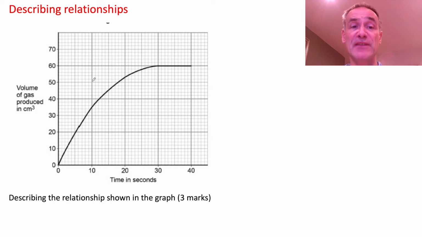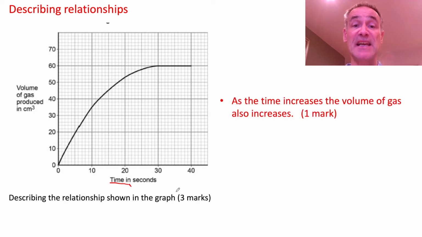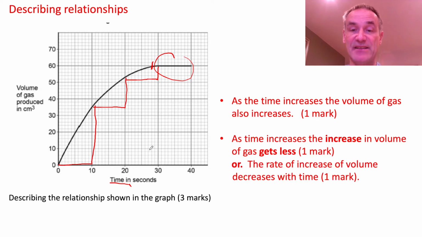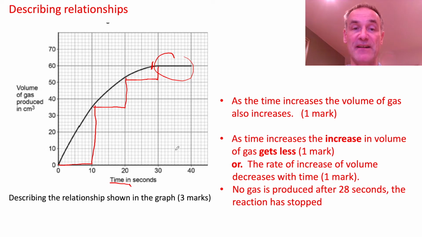So what about the next one, if it's a curve? Well, first of all, you say the same thing again. You say, as you increase the time, then the volume of gas increases. Again, that's only worth 1 mark. If I increase the time by 10 seconds each time, then you will see that the volume is going up by less and less each time. So that's the next thing we can say. As the time increases, the volume of gas increases by less and less each time. And then finally, of course, you will see that actually the volume stops increasing at 28 seconds. So that is how we get our 3 marks for that one.